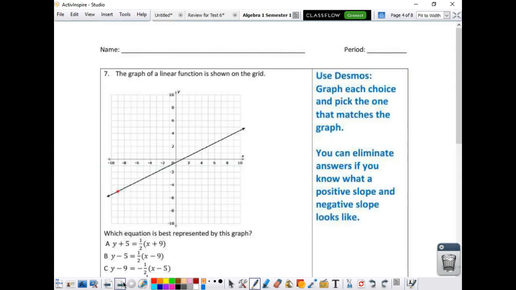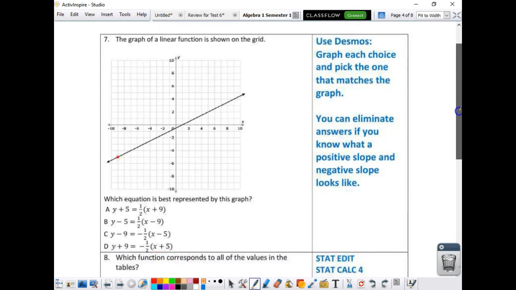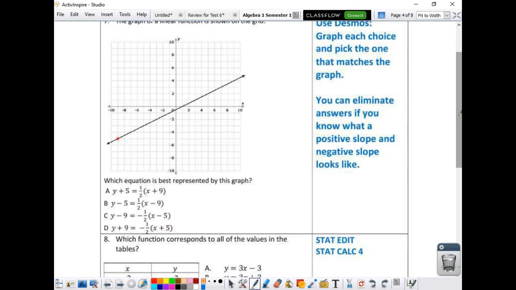Okay, 6, let's see, number 7. I'm going to let you work this one out on Desmos, but I did want to mention that all you have to do is graph each answer choice. So you come here, graph each of these on Desmos, and then you can see which one matches the graph that's shown.